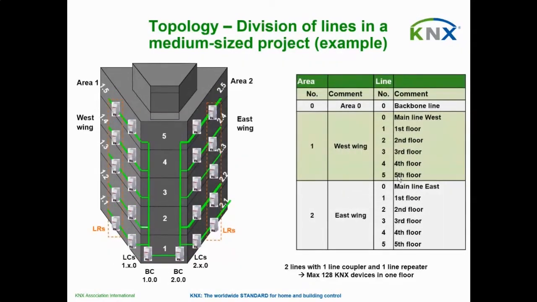Another way to do this is to put line repeaters on the line instead. Maybe we don't need an extra line. Maybe we can do it with a line repeater. However, again, I am always wary of line repeaters. They add telegram traffic onto a line where it's not necessary, but they do sometimes get us out of jail. They're not always a bad thing, but I wouldn't make too much of a habit of using them all the time.